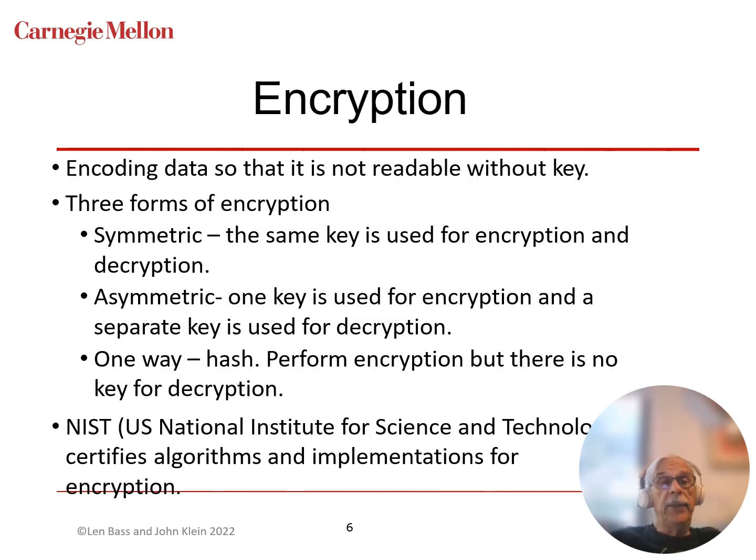And so now we come to encryption. Encryption is a way of encoding data so that it's not readable without a key. There are three forms of encryption, and we'll go into this. Symmetric: you use the same key both for encryption and decryption. Asymmetric: you have parallel keys, one for encryption and one for decryption. And then one way, a hash, so that you can encrypt it, but nobody can read it. You might say that doesn't make any sense, but there are applications for that.